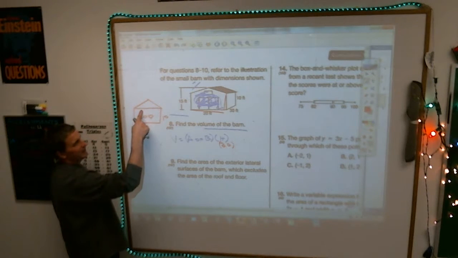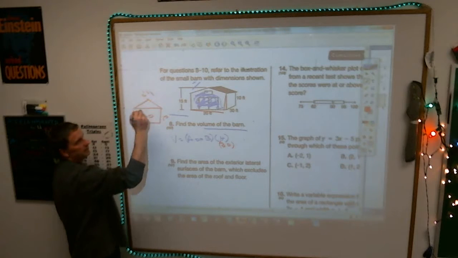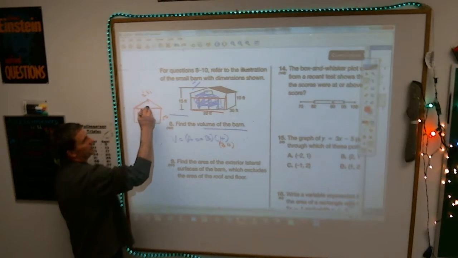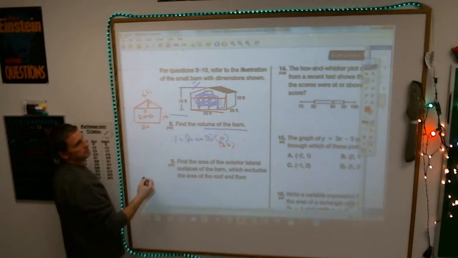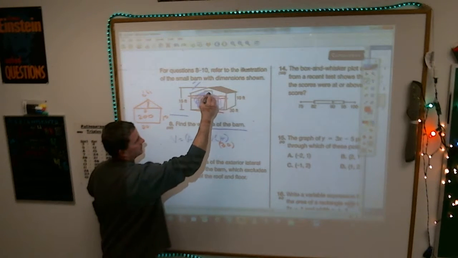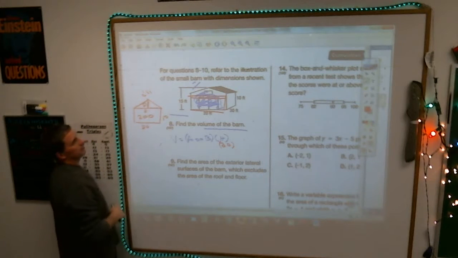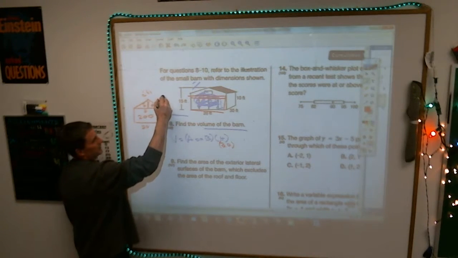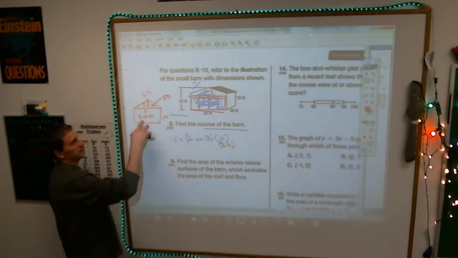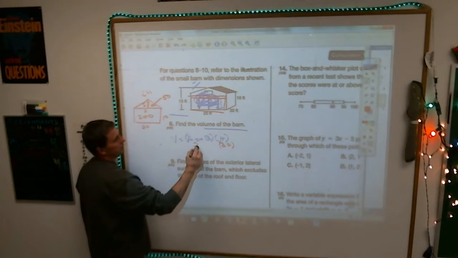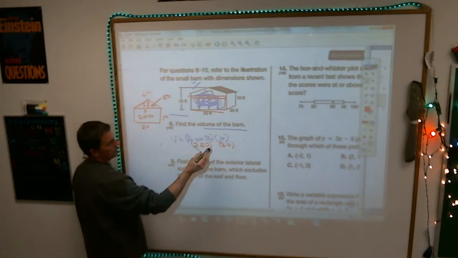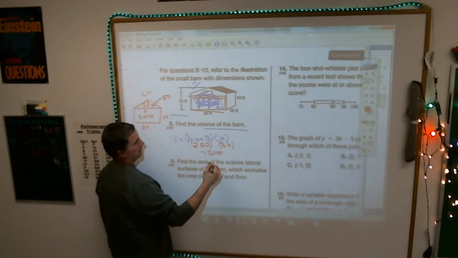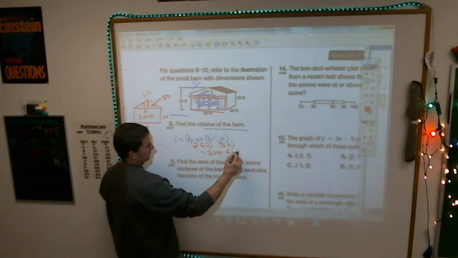The area of the triangle is 1/2 base times height. The base is this same 20. What is the height from here to here? 5, because the whole thing's 15 and it goes 10 to there. So 5 times 20 is 100, cut in half is 50. Put them together, your total area of the base is 250. Multiply that by 30, I believe you get 7,500 feet cubed.